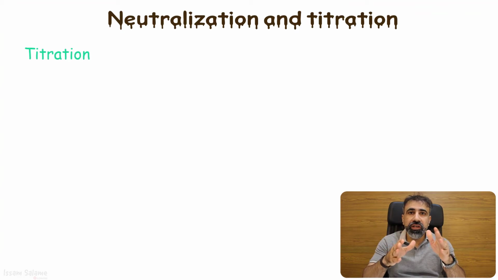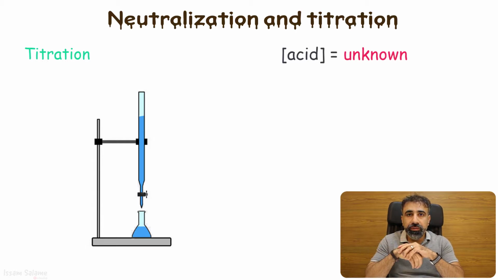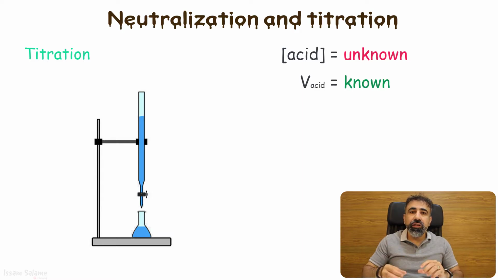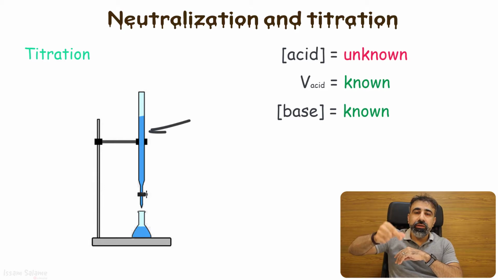Now, titration is a procedure that we use to measure the concentration of an unknown solution. We use a device like this. Let me give you an example. Imagine that you have an acid with unknown concentration. So you take a certain volume, 20 milliliters for example, and you put it in this conical flask. And then you get a base with a known concentration and you add it to the burette. A burette is like a graduated tube with a tap at the bottom.